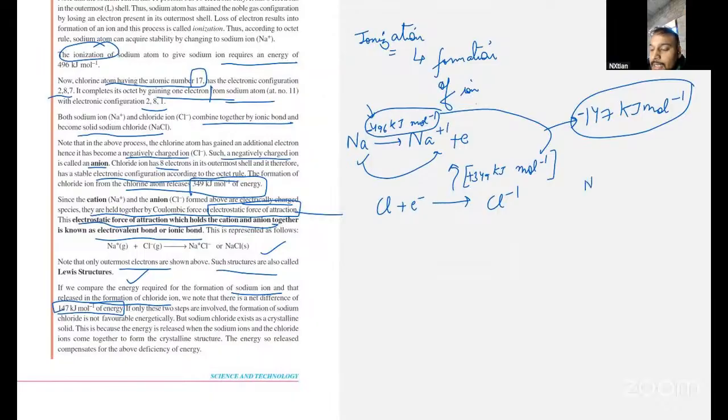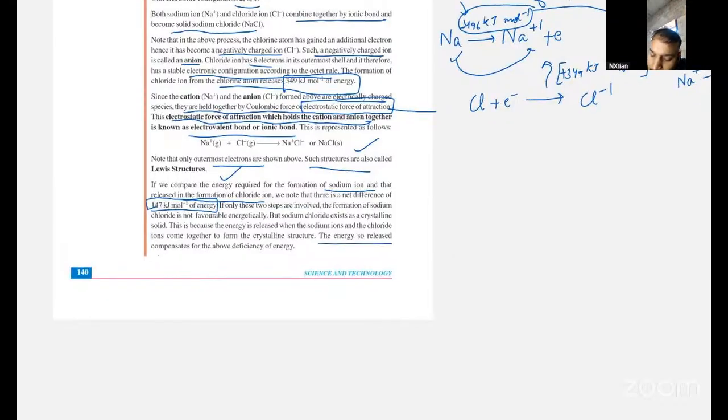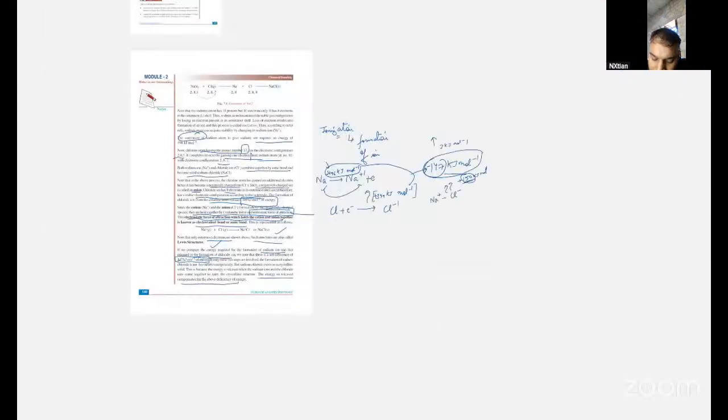Now when Na plus and Cl minus combine, they also release energy. For example, if they release 150 kilojoule, then 150 and 147 will nearly neutralize, and 3 kilojoule per mole of energy will be released. Like this, it will happen. So finally, 3 kilojoule per mole is released. The 150 is an assumption; it may be more or lower than that. So this energy is released to compensate the above deficiency of energy. Did you get this?